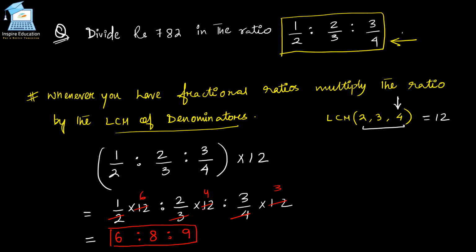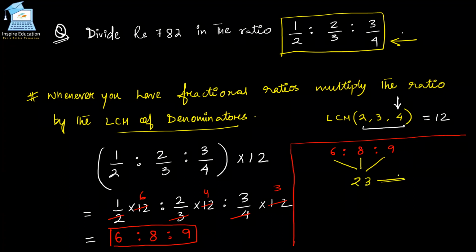Now we need to solve it. Okay, so let me solve it here only. 6:8:9. Simply total it. What is the total? 6 plus 8 is 14. 14 plus 9 is 23. 23 is equivalent to 782 rupees. Now, how will you find 23 into how much is 782?